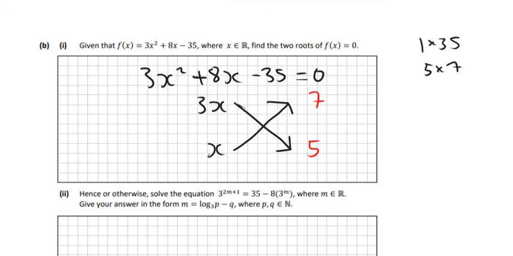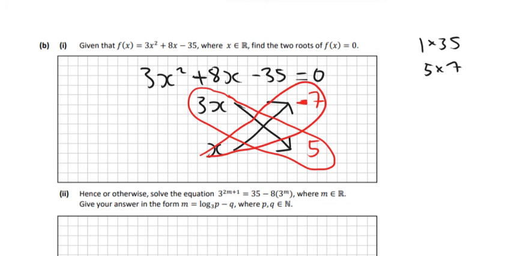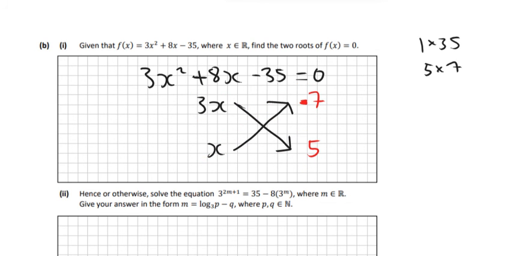So we just need to figure out the signs. They must multiply to give a negative, so one of them has to be negative. Because it's a positive 8 here, the bigger one is going to end up being positive. So that has to be a plus 5, and this is going to be minus 7. So just double check then. 3 times 5 is 15. Take away 7 is 8, positive 8, so that's what we want.